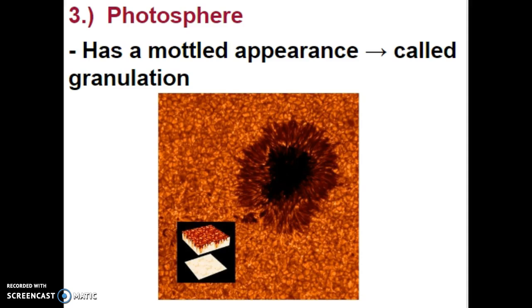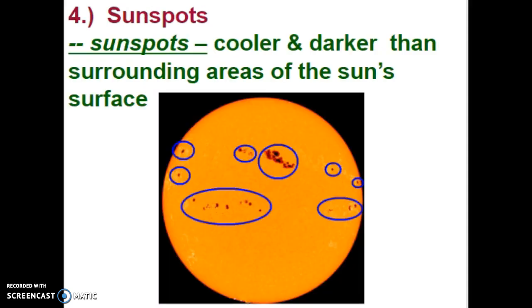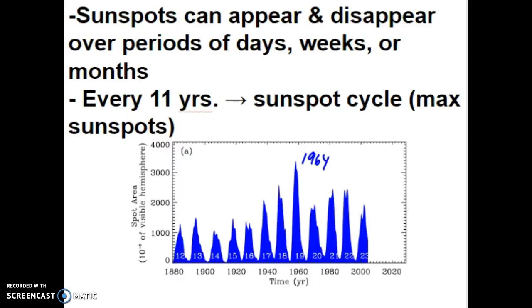When we look at the surface of the sun through specialized telescopes, of course, so we don't go blind, we can see that the sun has a mottled appearance. We call it granulation. It's very similar to looking at embers in a campfire, where glowing chunks are what the surface appears to look like. There are some instances on the sun where we have some interesting things going on. Sunspots. These are cooler and darker than surrounding areas of the sun's surface. They're associated with magnetic fields. They can appear and disappear over a period of days or weeks or months.